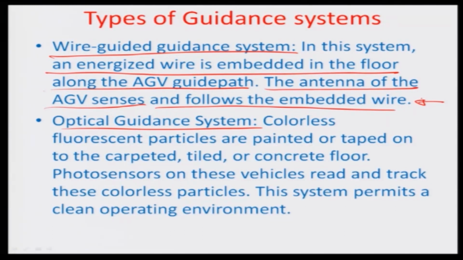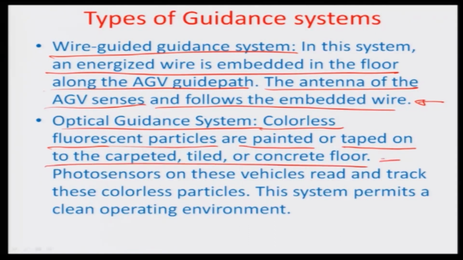The other broad category is the optical guidance, which comes from a colorless fluorescent paint, and there are particles which are painted, which are fluorescent in color, or even taped on the carpeted, tiled or concrete floor. And there are photo sensors on the vehicle which will read and track these colorless particles and process the information signal.